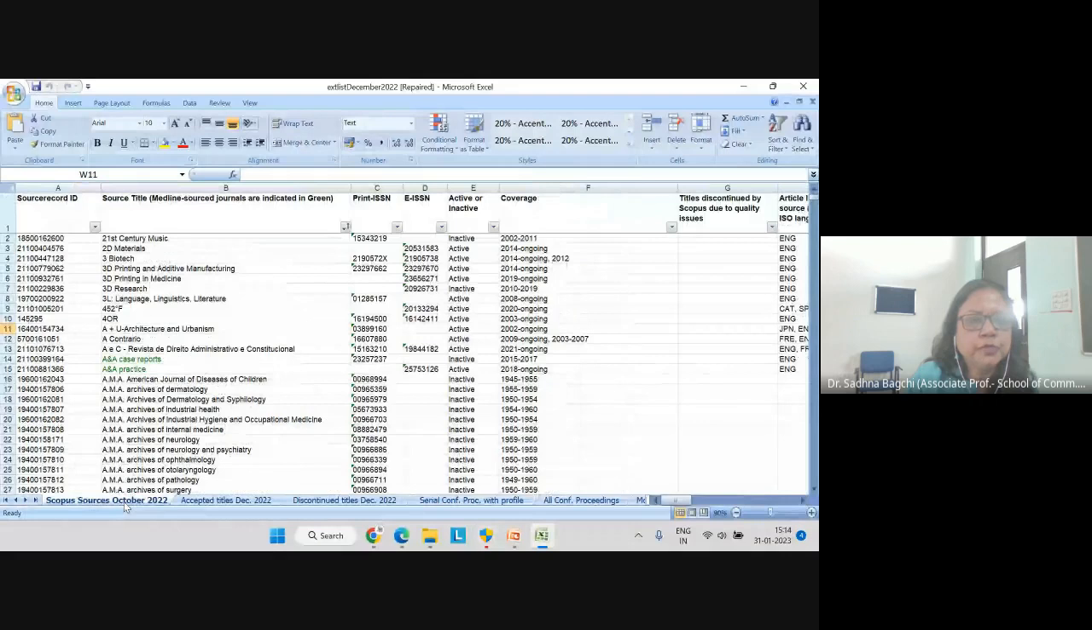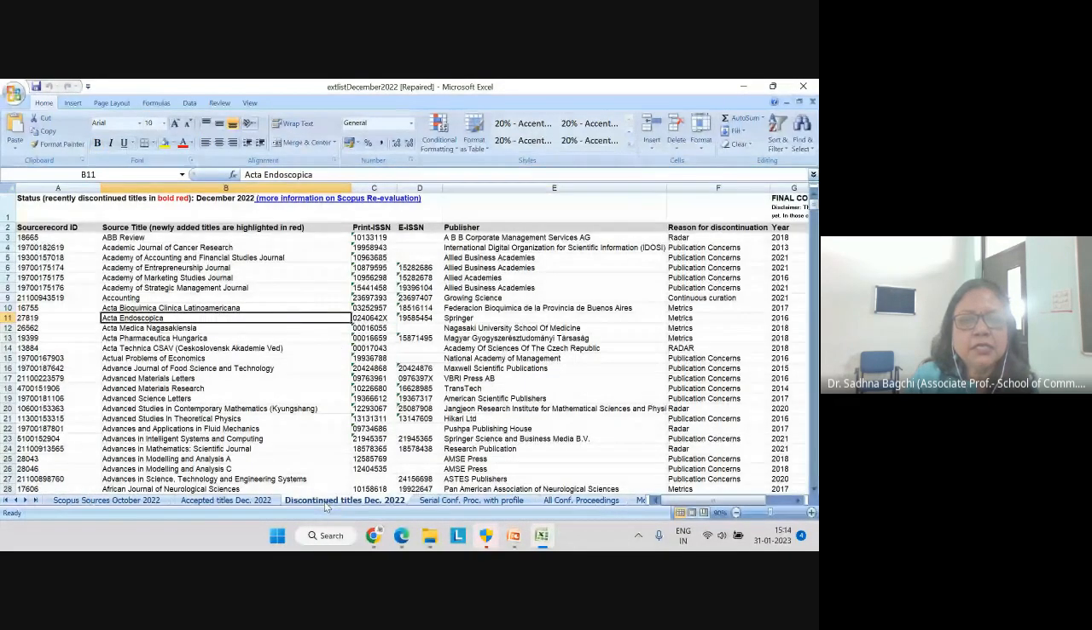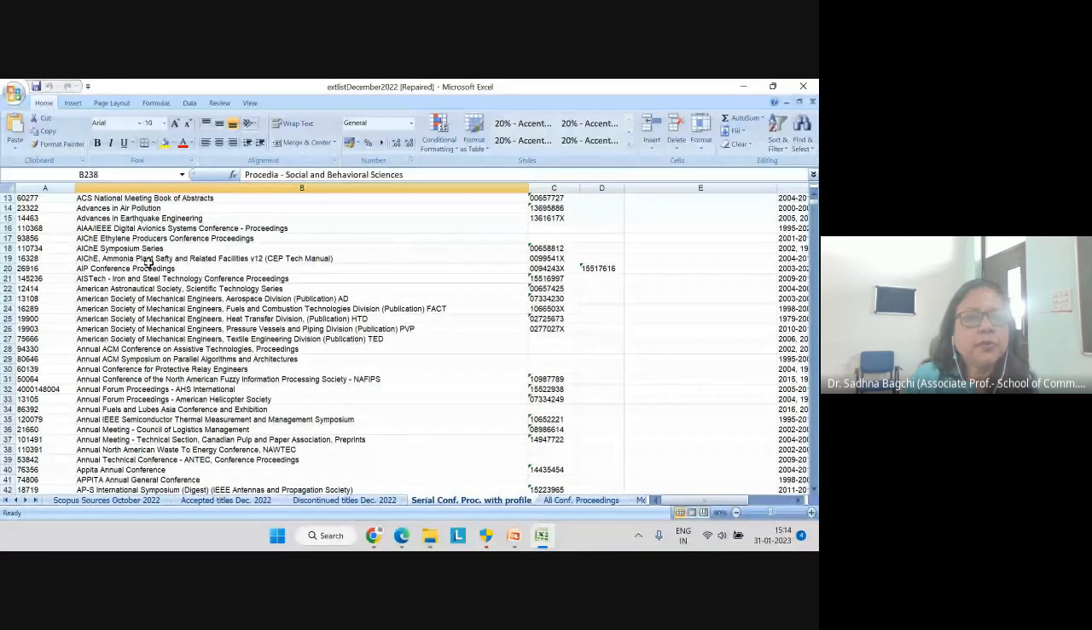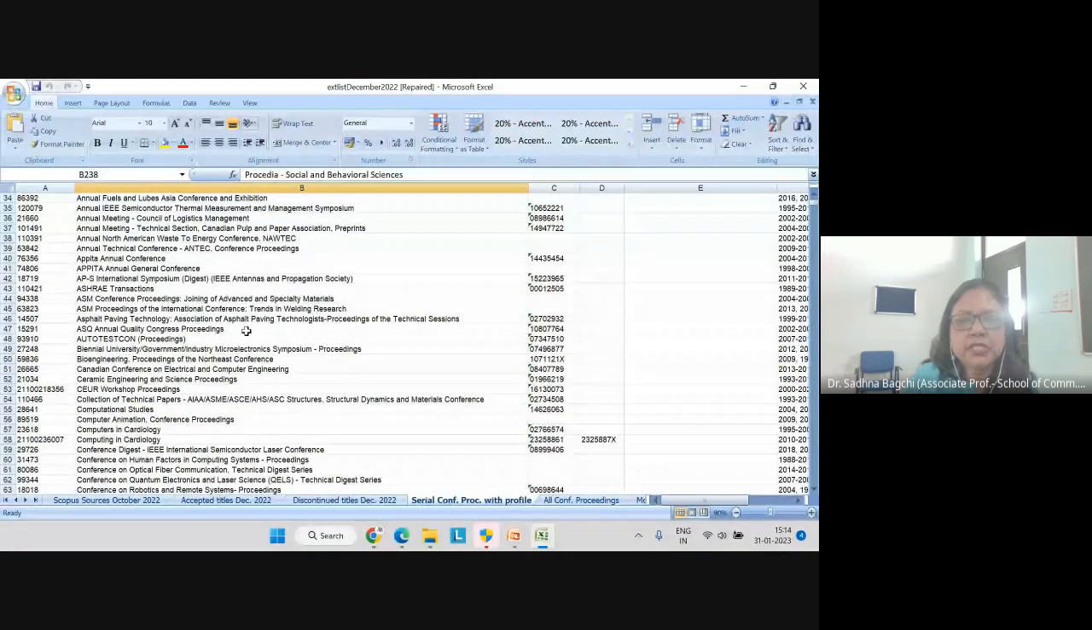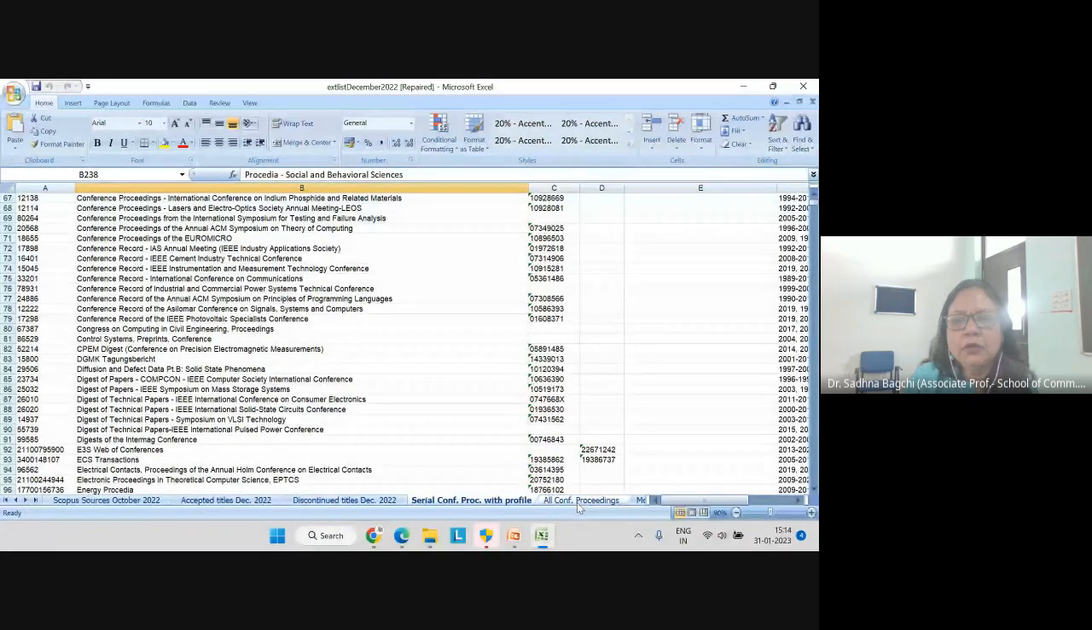Here you can see the various things: Scopus source October 2020, accepted title December 2020, discontinued title. These journals are no longer part of the Scopus listed journals now, because they were discontinued in December 2022. Now, special conference proceeding with profile. These papers go with the special conference proceeding. You can see all conference proceedings.